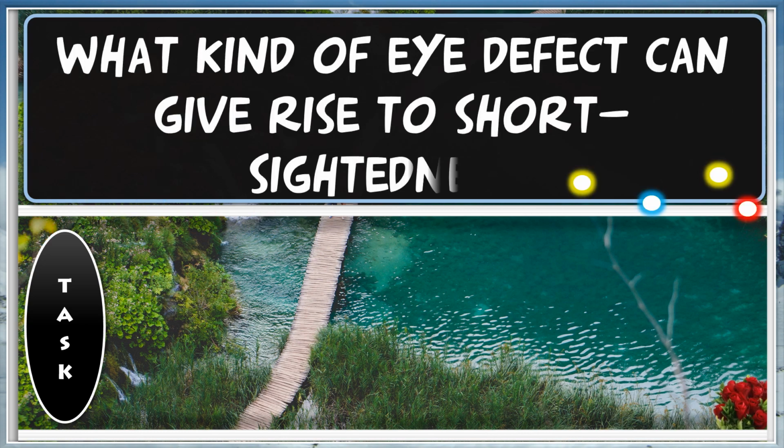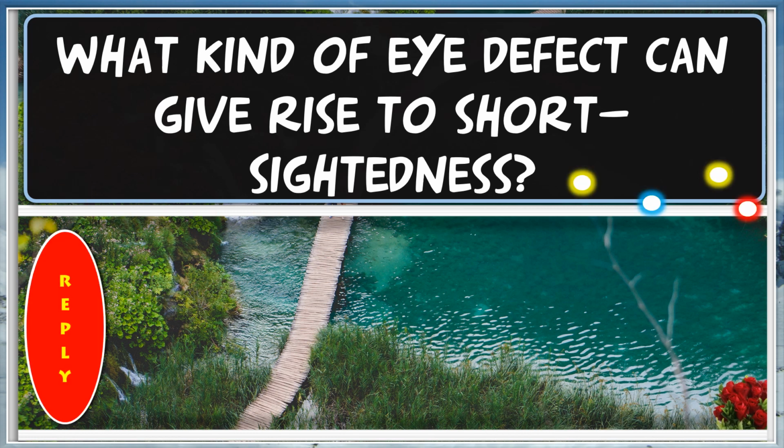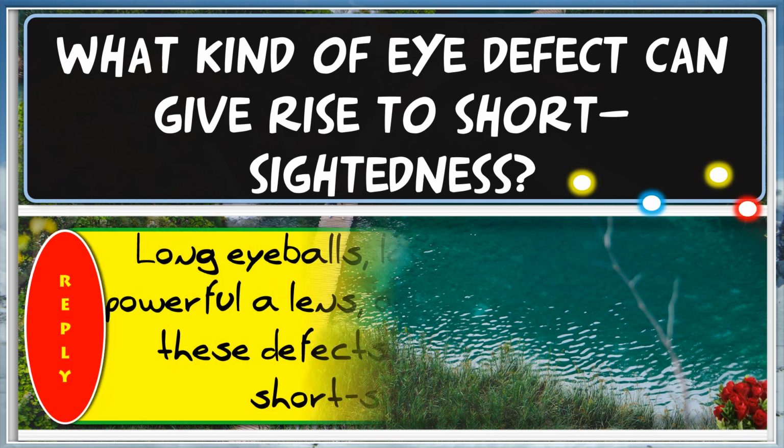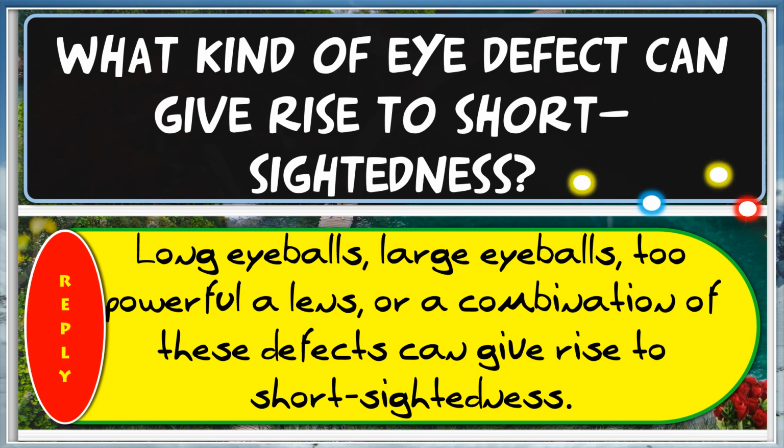What kind of eye defect can give rise to short-sightedness? Long eyeballs, large eyeballs, too powerful a lens, or a combination of these defects can give rise to short-sightedness.